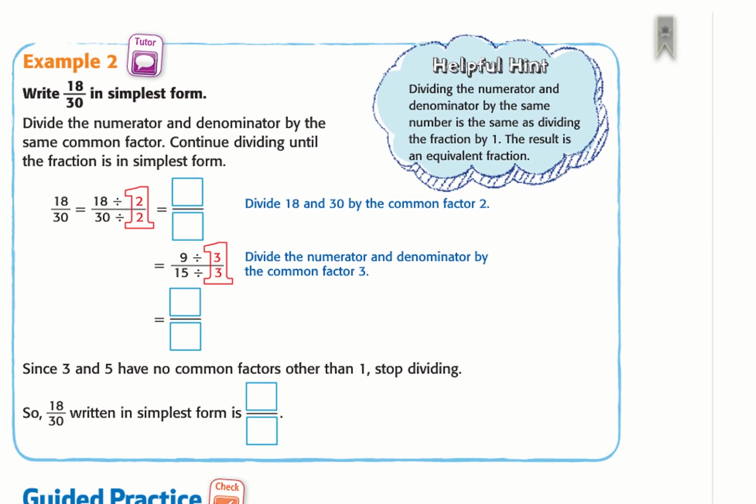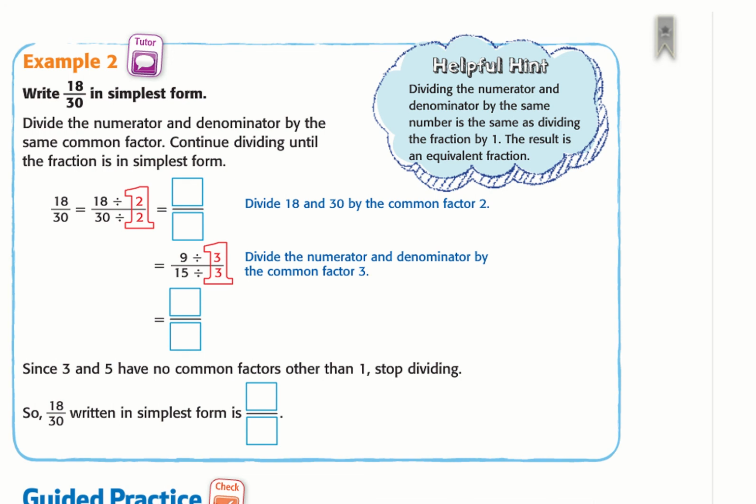Example 2. Write 18 over 30 in simplest form. So divide the numerator and denominator by the same common factor. Continue dividing until the fraction is in simplest form. So this is a different method. This is just keep dividing by small numbers until you cannot divide anymore.